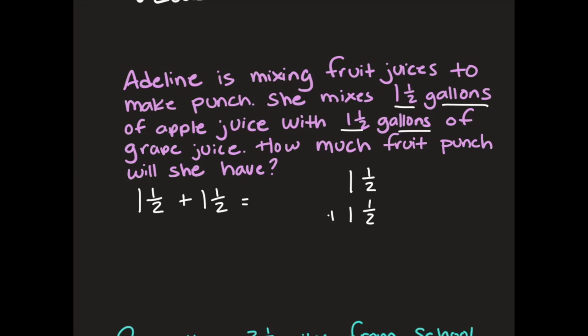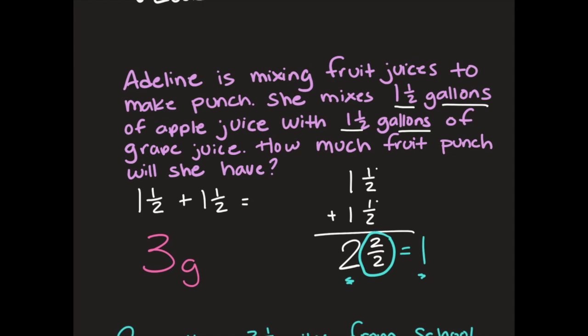So again, I like to put my problems vertically. 1.5, 1.5, and I'm adding. And so now, always keep my denominator the same. My numerator is 1 plus 1, that equals 2. My whole numbers, 1 plus 1, that equals 2. So now I have 2 and 2 halves, but I know that when I have a fraction where the numerator and the denominator are the same, that is equal to 1 whole. So I already have 2 wholes plus another whole, which gives me a grand total of 3, because I'm going to add those together, 3 gallons. And again, I could draw a picture here, but I chose to do a number model.